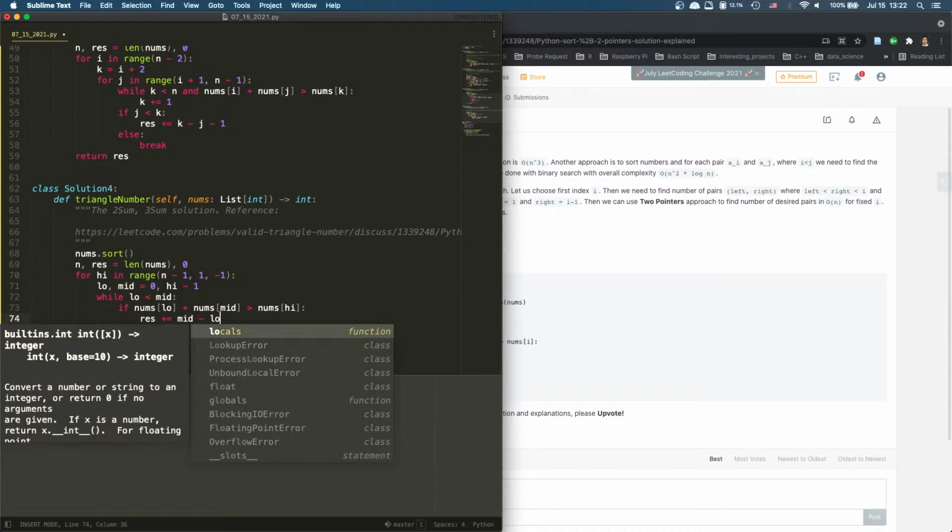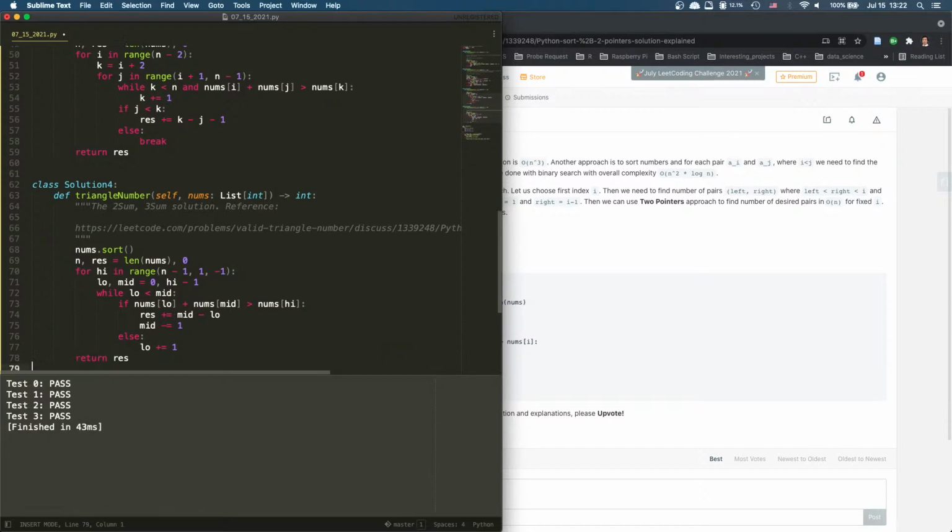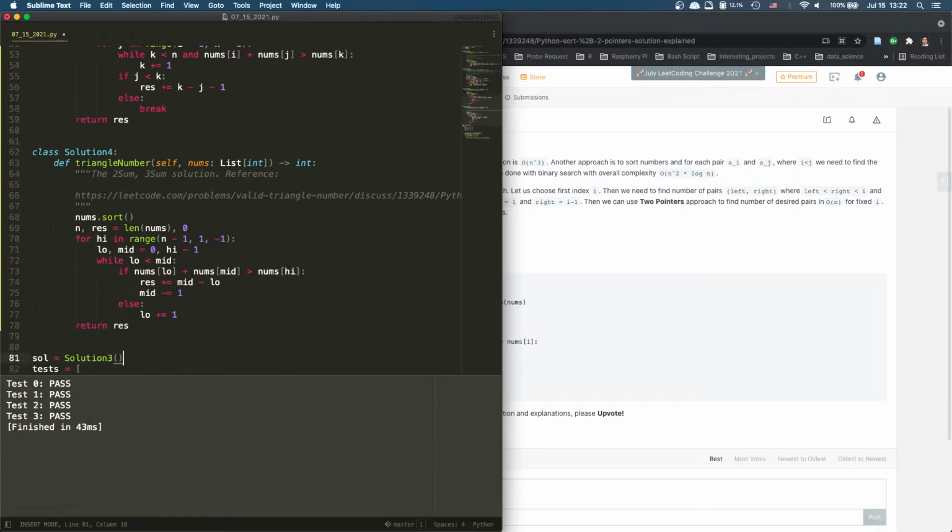Do we need to minus 1? 0, 1, 2, mid minus low. Yeah, I don't have to. So just mid minus low, and then we finish using mid. So we need to make it more challenging. So mid minus equal 1, right? Else, if they're smaller or equal, which means it's too small, so we need to up the game. So low plus equal to 1. And then return res. So solution 4.